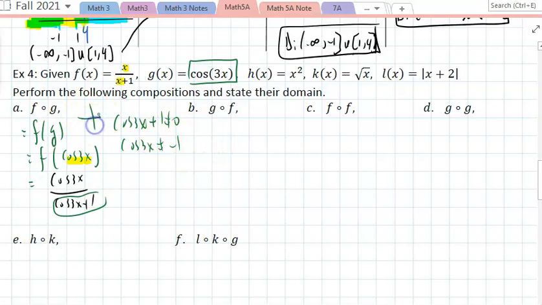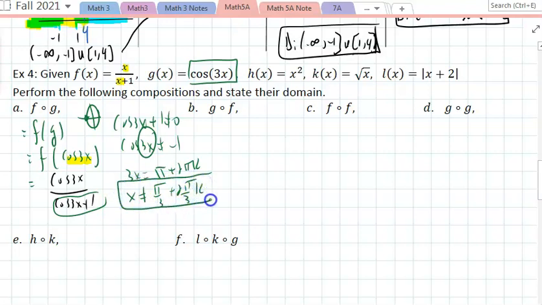Where does that happen? Cosine equals negative 1 when we get pi plus 2 pi k. The angle equals that. So x cannot equal pi over 3 plus 2 pi over 3 k. So the domain will be all real numbers except those values. So you could just make it official and say domain: x such that x cannot be pi over 3 plus 2 pi k over 3.